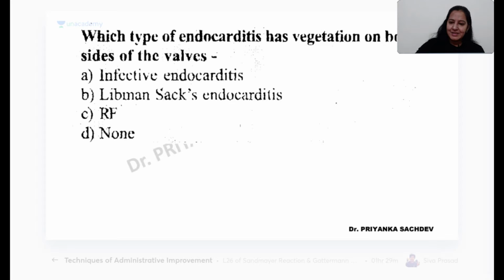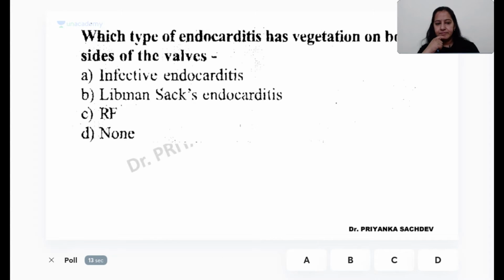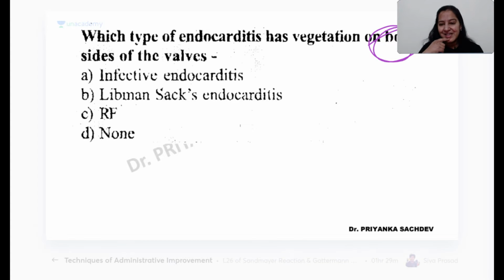This is the second question in front of you. Please read it and attempt it. Which type of endocarditis has vegetations on both surfaces of the walls? On the upper surface also and lower surface also. Which type of endocarditis is it? Yes, most of you are correct. The correct answer is again B, Libman-Sacks endocarditis.